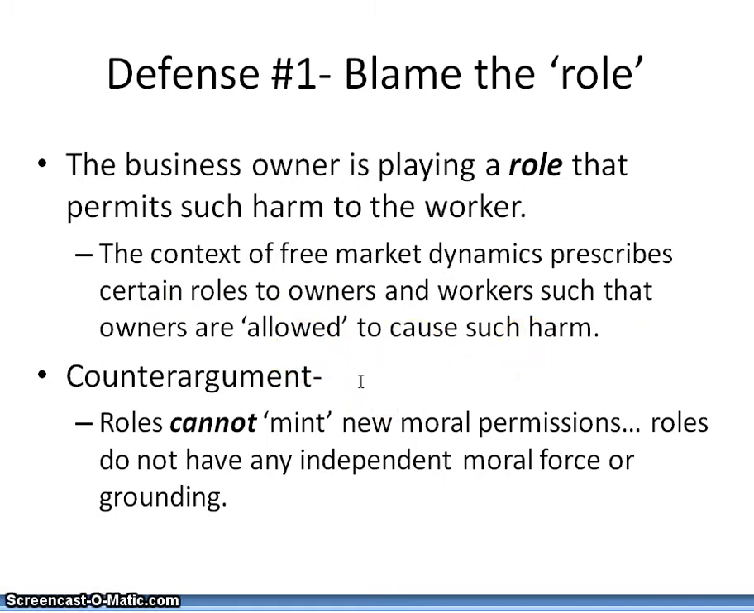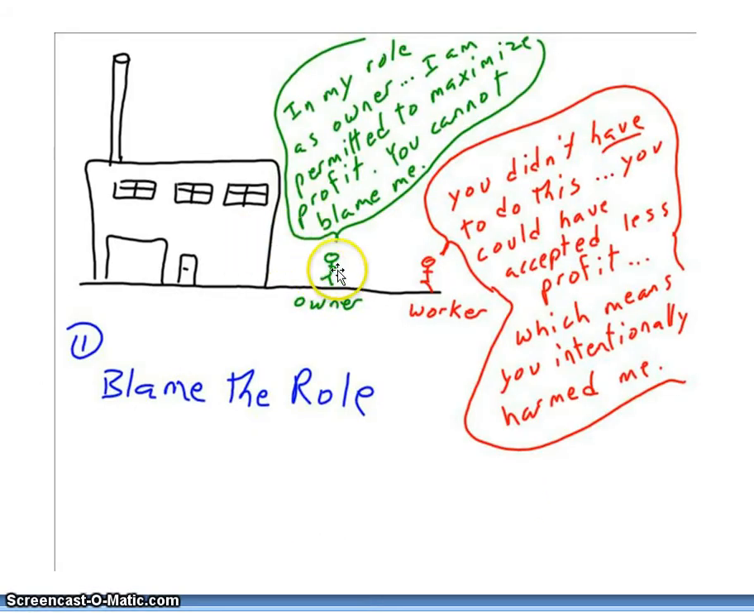Now, Applebaum, throughout his book raises counter arguments as well, so we can see different moral viewpoints on this. A counter argument might be, well, what does this mean? How can roles mint new moral permissions? And you might say that they cannot. The role of being the owner does not permit you to cause such harm, one might say. So roles do not have any independent moral force or grounding. So here's our owner. In my role as owner, I am permitted to maximize profit. You cannot blame me. So claiming protection, immunization from moral criticism.